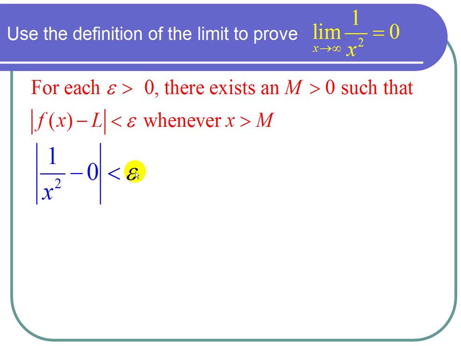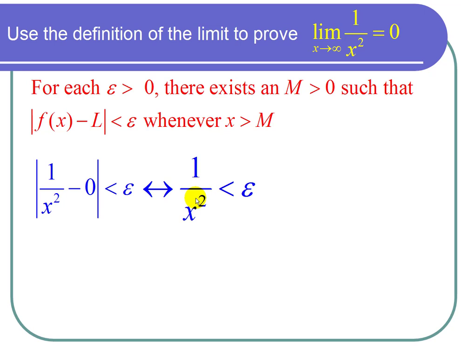Subtracting 0, the 0 goes away. And 1 over x squared is positive, so the absolute values go away. And I can write that 1 over x squared is less than epsilon. What I want is to get an x greater than m somehow. So what I can do is solve for x. I'm going to take a reciprocal of both sides, and taking a reciprocal of both sides switches the inequality sign. And I get that x squared is greater than 1 over epsilon.